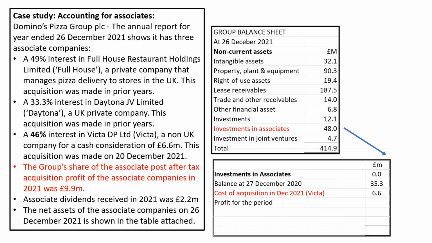We have the share of the associates' profit for the period, which is 9.9 million. We take away from that the dividends received from the associates, which was 2.2 million. And finally, we have foreign exchange movements, because one of the associates was a non-UK company. We have 1.6 million. And finally, we have the balance at the year end, which is 48 million.